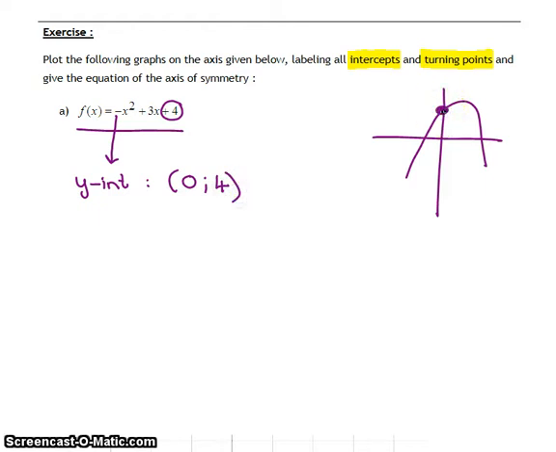Which means I simply need an x-intercept, a turning point, and I'm ready to plot. So if I move on to my x-intercepts, they're not as easy to see. We actually have to do some hard work. At my x-intercept, my y value is 0, and I need to solve for x.